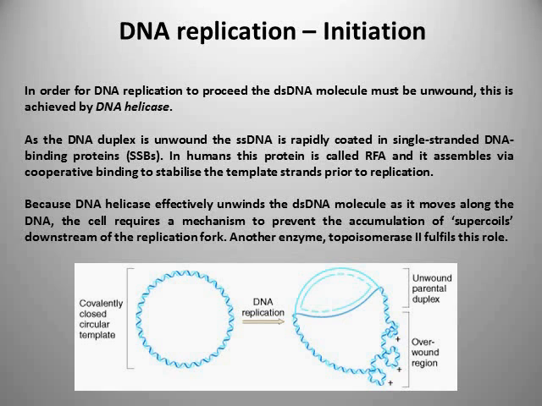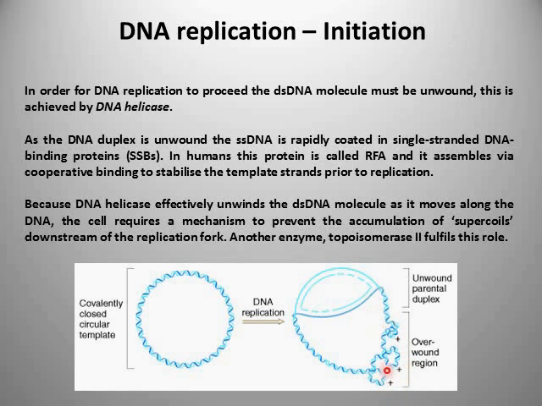And it's the binding of these single-stranded binding proteins, or RPA, that stabilises the single-stranded DNA template strands prior to replication. So you've got three processes going on at the replication fork. You've got helicase, which is unwinding the double-stranded DNA to allow access to the complementary strands. You've got RPA, which is binding to these single-stranded DNA molecules to stabilise them prior to replication by DNA polymerase. And you've got topoisomerase working ahead of the replication fork in order to get rid of these supercoiled regions which will form as you unzip the double-stranded DNA molecule.